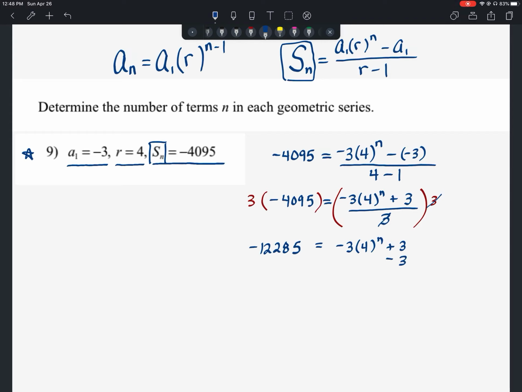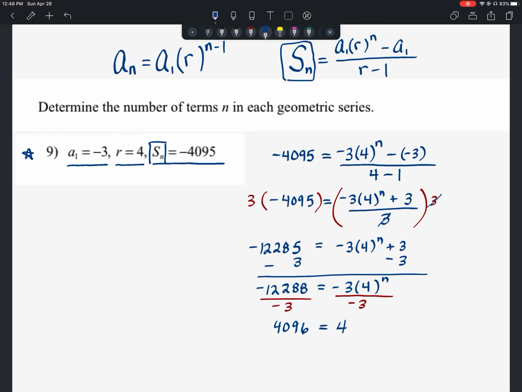And now it's just solving it. Let's subtract 3 from each side here. We've got -12,288 is equal to -3 times 4 to the power of n. Again, let's divide now by a -3. When we divide that by a -3, we should get 4,096 is going to equal 4 to the power of n.